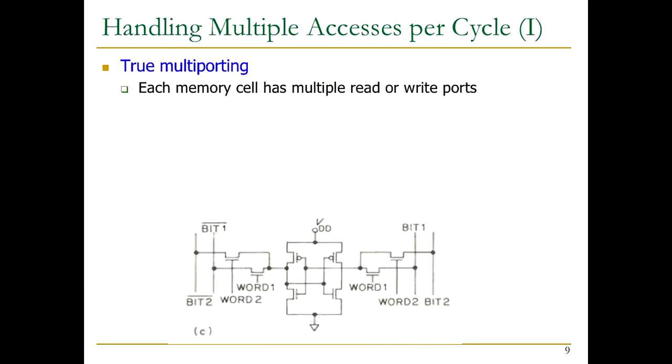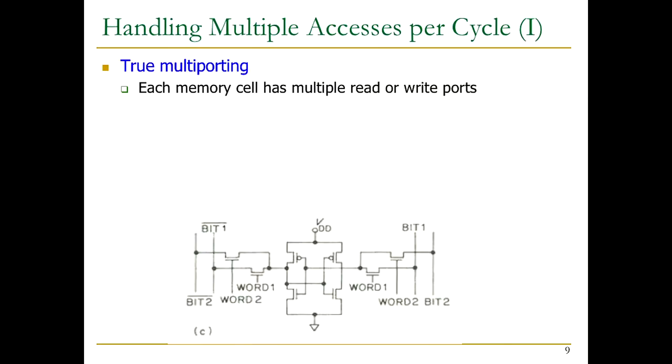Okay, the first idea, if you want to access this memory cell, in this case it's an SRAM cell, as you can see, right? It's two cross-coupled inverters, and then two access transistors over here. This is one port, right? You have two access transistors such that you have the bit line and the bit line bar, and then you can sense that data. Now, if you want to be able to have multiple accesses, you have multiple ports, right? This is called true multiporting.